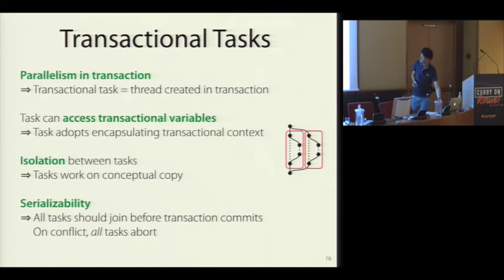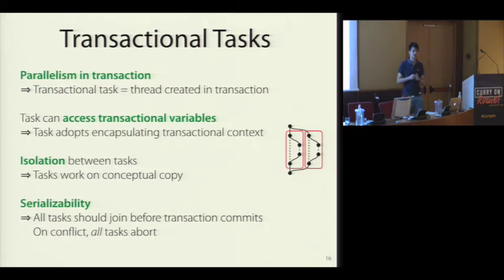First of all, we want to allow parallelism in a transaction. So we allow threads to be created in a transaction, and these we call transactional tasks. We want these tasks to be able to access the transactional variables. So each of these tasks should adopt the context of the encapsulating transaction.